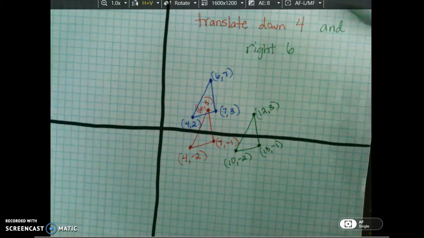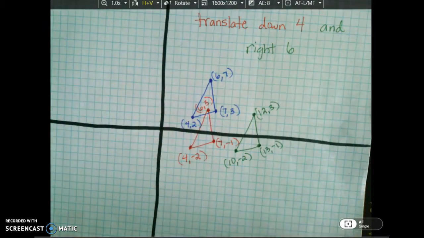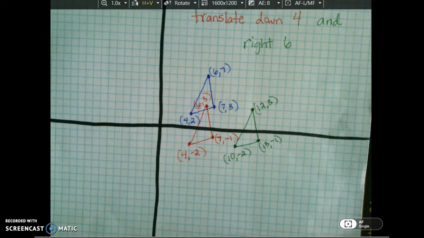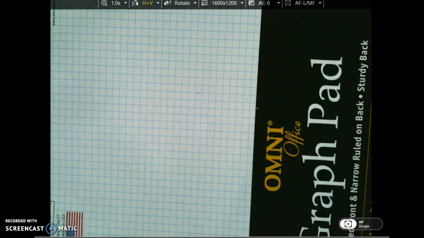So even if I do two different translations, go down and right or up and left or any combination, I can still use the same rules. But anytime I go up and down, it's going to change my y value. Anytime I go right and left, it's going to change my x. Next we have reflections.